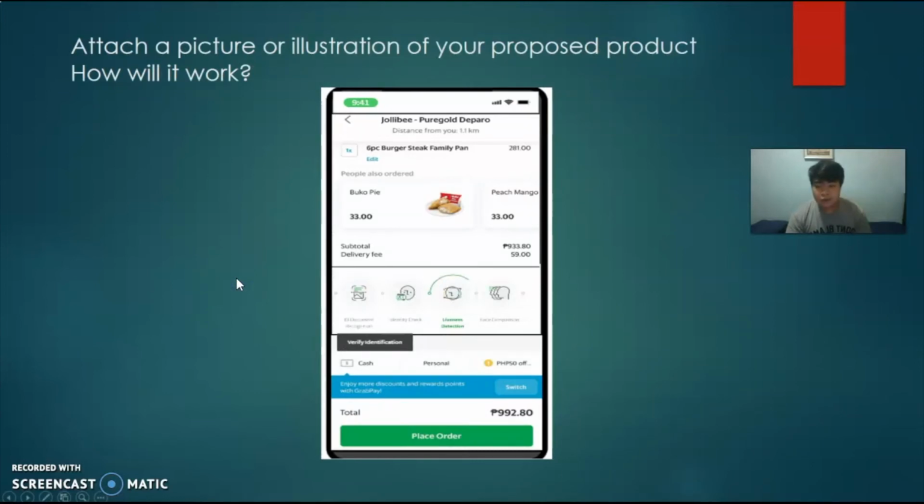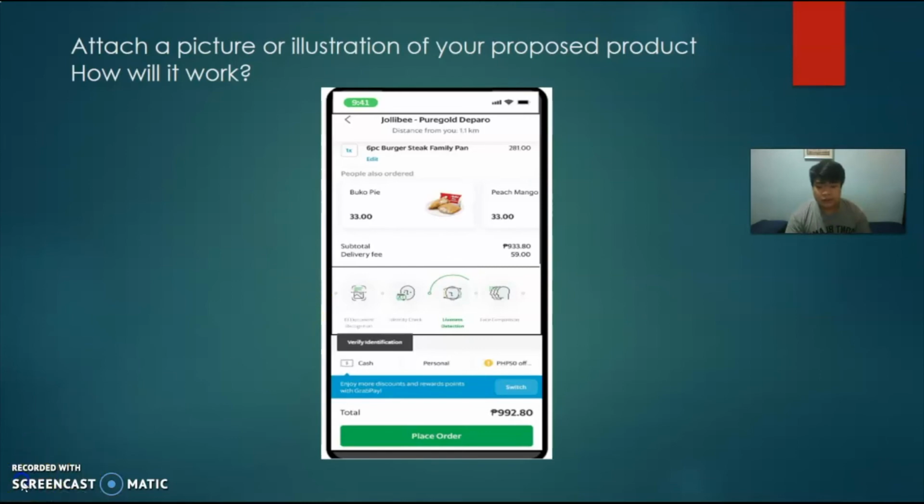In the second picture, we have the current and original GrabFood checkout page, but we have added a digital identity verification system where the customer must verify themselves through a series of verification systems such as ID document recognition and also face composition before they are allowed to finalize and place their order. With the addition of this system, the problem of our riders getting scammed gets eliminated.